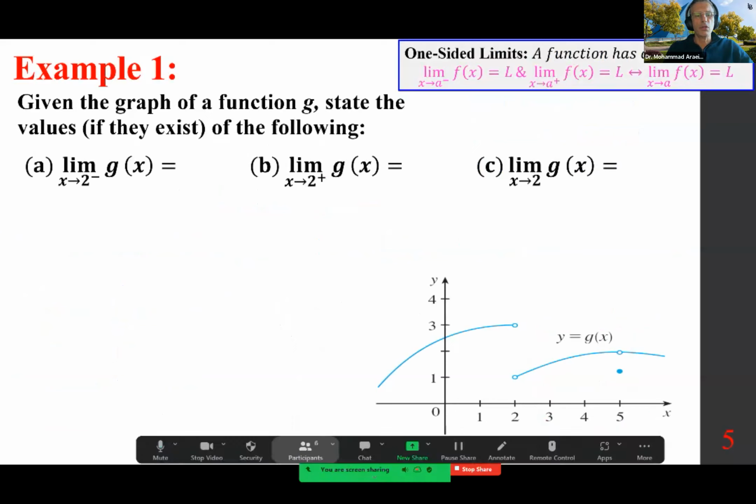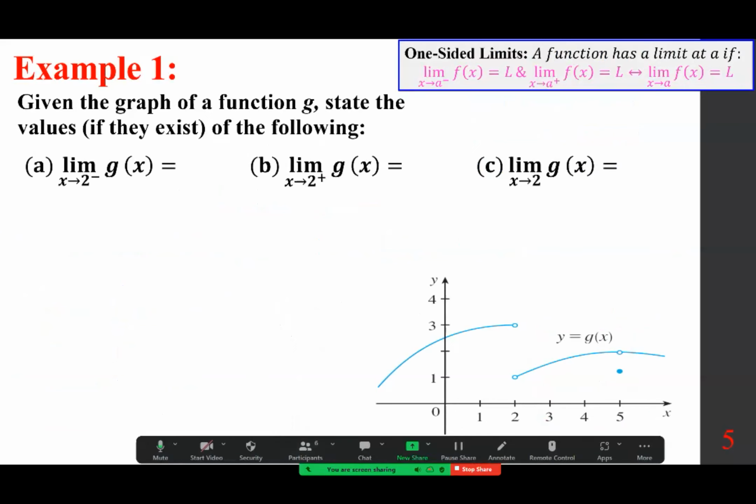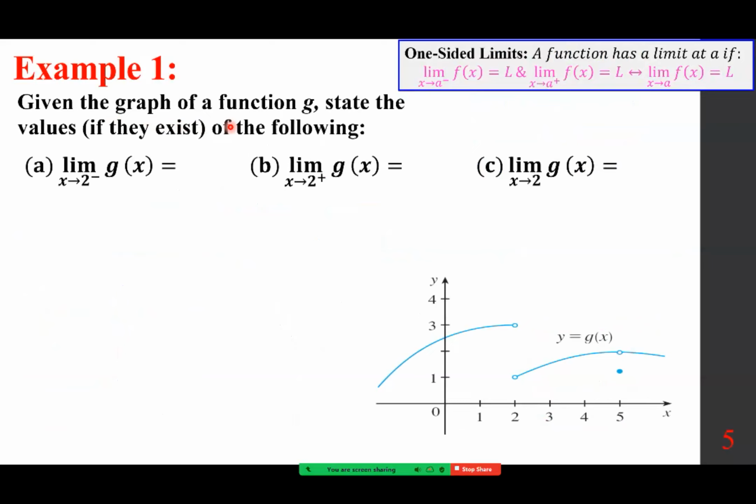All right, let's get started with a couple of examples. Given the graph of a function g, state the values, if they exist, of the following. So the limit of g of x as x approaches 2 from the left, 2 from the right, and 2. So for 2 from the left, we move this way. We are in this branch. We're moving towards this point, and this point has a y coordinate 3.